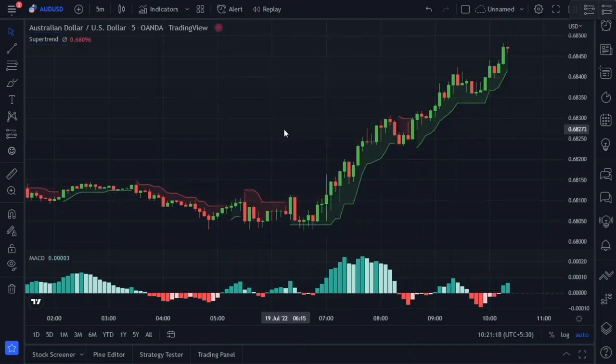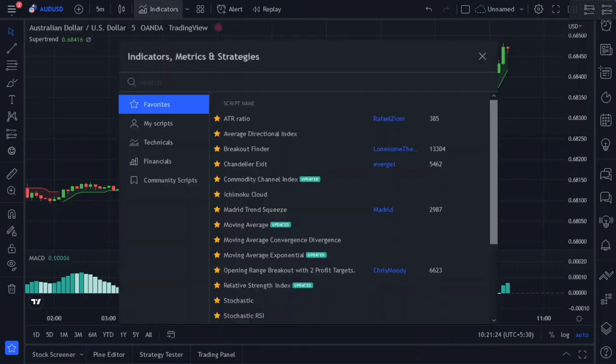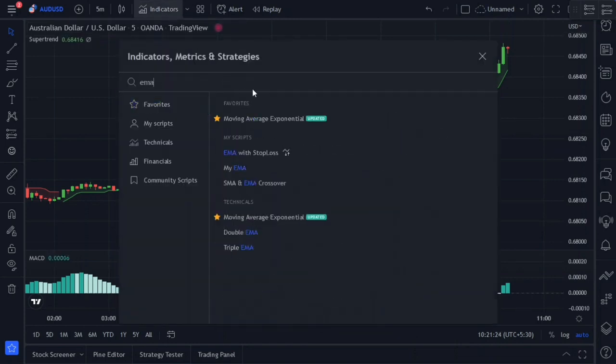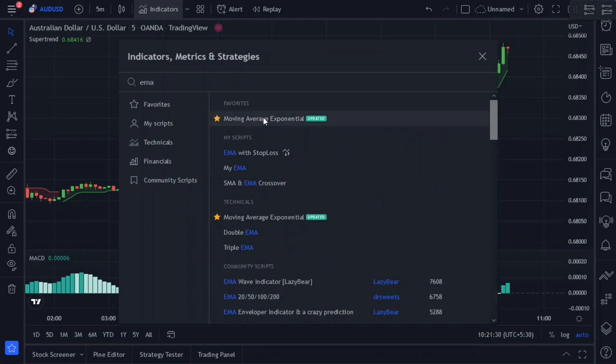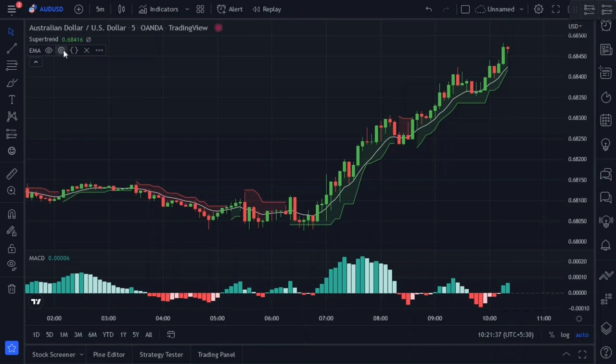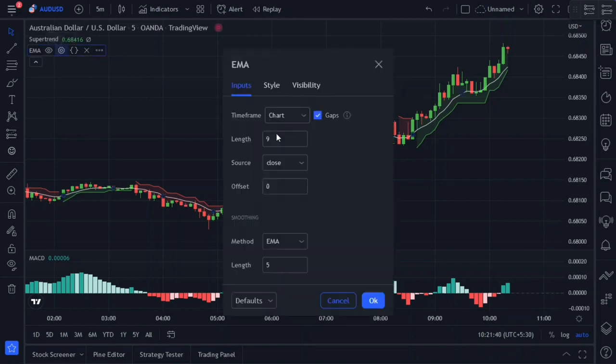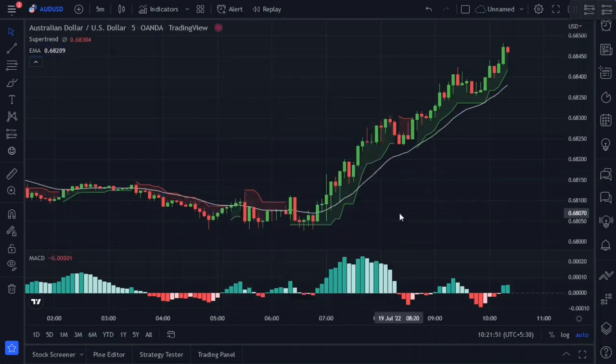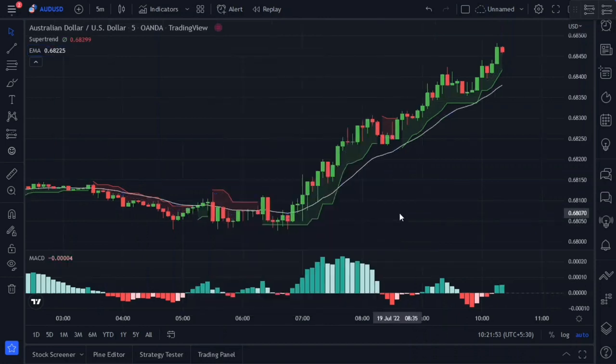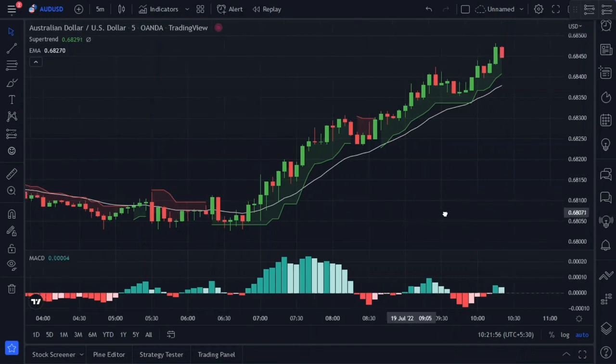The last indicator that we're going to add to this is exponential moving average. This one, added to the chart. Now click here on the indicator settings and in the input section, change its length from 9 to 20. Alright, now that our setup is ready, let's move on to the entry and exit rules.